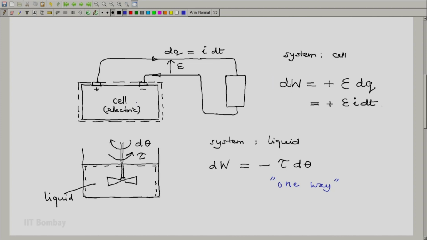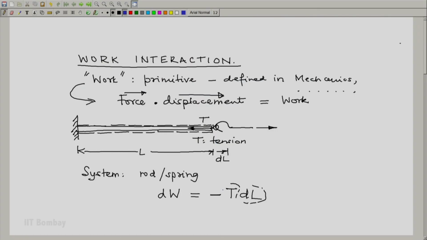So if it is a rechargeable cell, charging and discharging is a two-way work mode, whereas if it is a non-rechargeable cell, a typical dry cell which you can buy, well, we cannot charge it, or we cannot charge it so easily. So that is a typical situation of a one-way work mode. I leave it to you as an exercise to discuss whether this spring being extended is a one-way work mode or a two-way work mode.